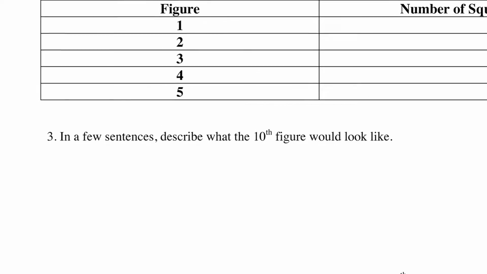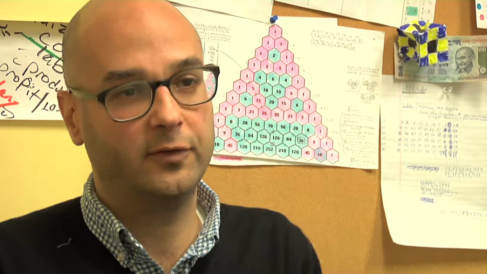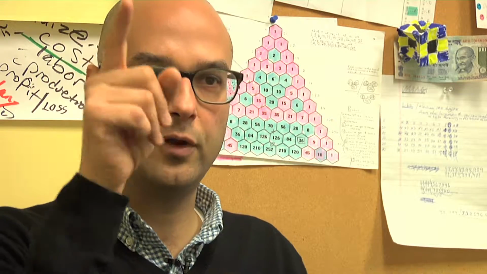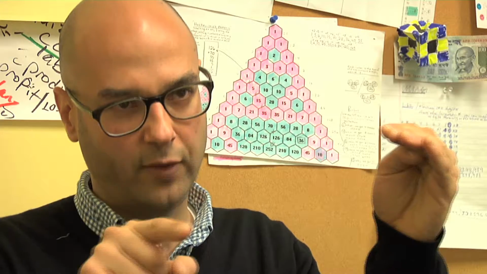So from there, the next question is, what does the 10th figure look like? What that question does is it allows some people to take a big leap. Because what some people will do is they'll look at the chart and they'll notice, oh, well, every time it's another figure, this many squares are added, and so they already have the first 5, so they can continue that pattern for the next 10.